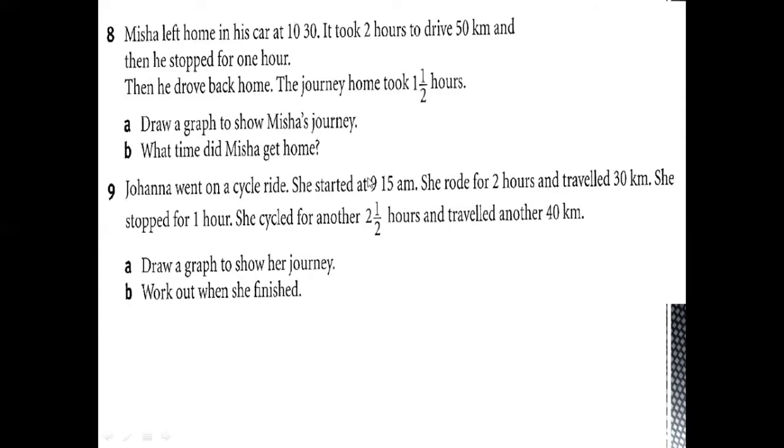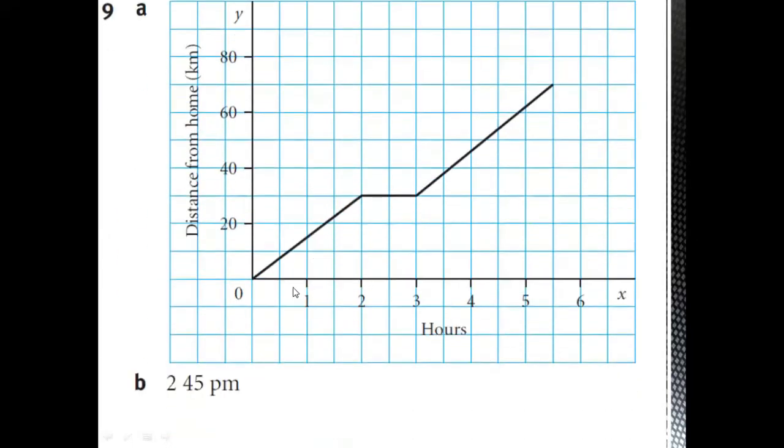Jonah went on a cycle ride. She started at 9:15. She rode for 2 hours and traveled 30 kilometers. These 2 hours continuously, she just covered 30 kilometers. Then she stopped for 1 hour, then she cycled another 2.5 hours and traveled another 40 kilometers. Now let's check here. First, she continues to ride 2 hours and reaches 30 kilometers. After that, she just stopped 1 hour and then again she started 2.5 hours. She just continues to ride the cycle and covers how many distance from here to here? 5, 10, 20, 30, and 40. So 40 kilometers she just covered.